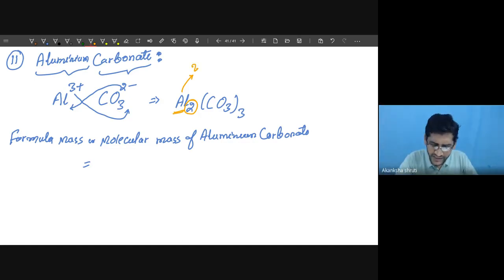It is 27 U or 27 g we shall take. The other one is CO3. This entire CO3 has to be present 3 times. Okay. So start writing. First considering the aluminium. Aluminium is occurring 2 times. So 2 multiplied by 27. It is one thing. Aluminium is over.